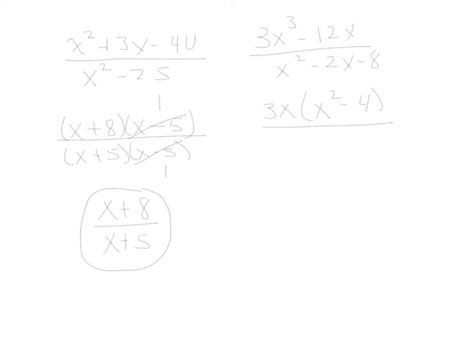However, we also recognize that what's inside that parenthesis, that x squared minus 4, is a difference of two squares. So we actually need to factor a little further. We got our 3x, take the square root of both of those terms, making that an x plus 2 and an x minus 2. Now it is completely factored for the top.